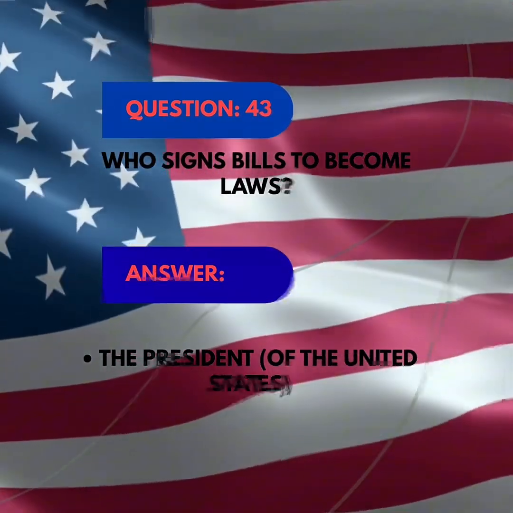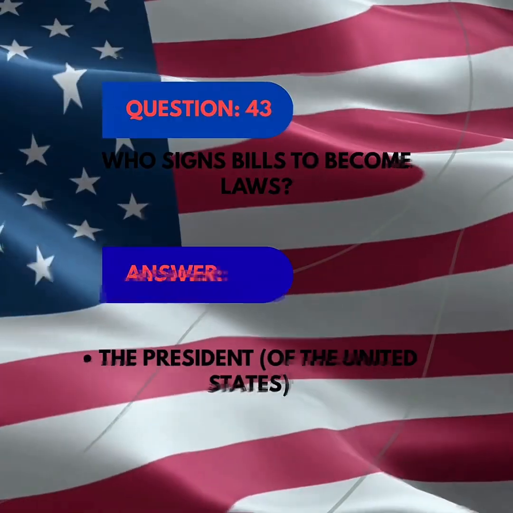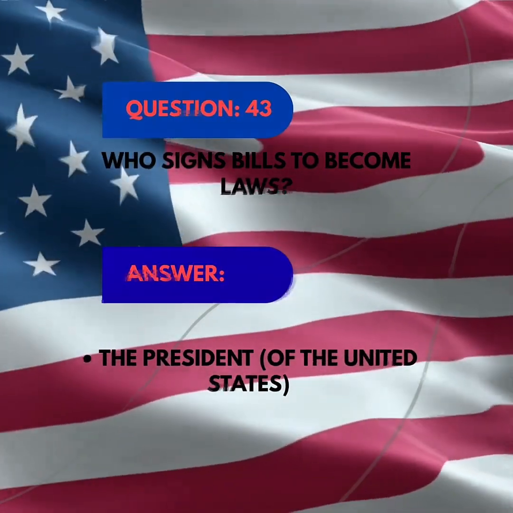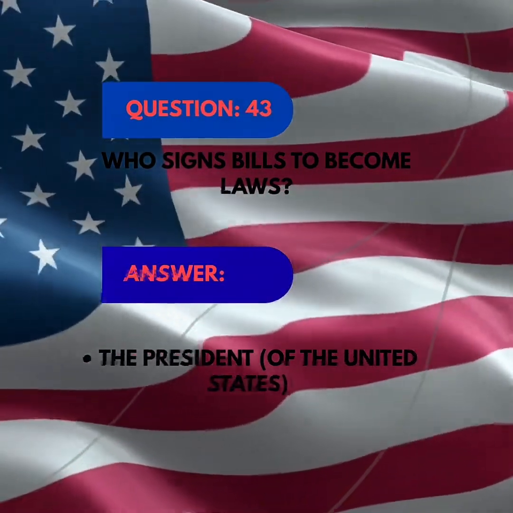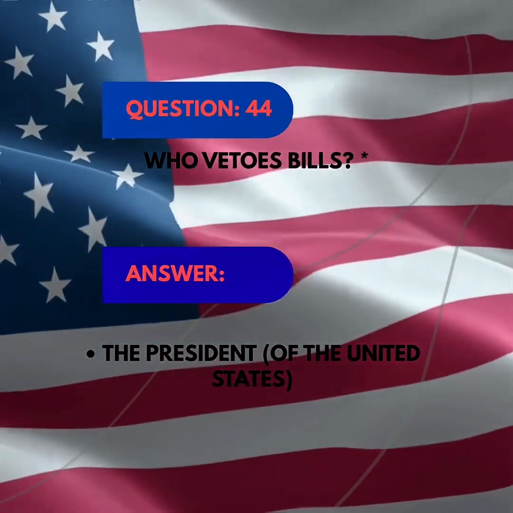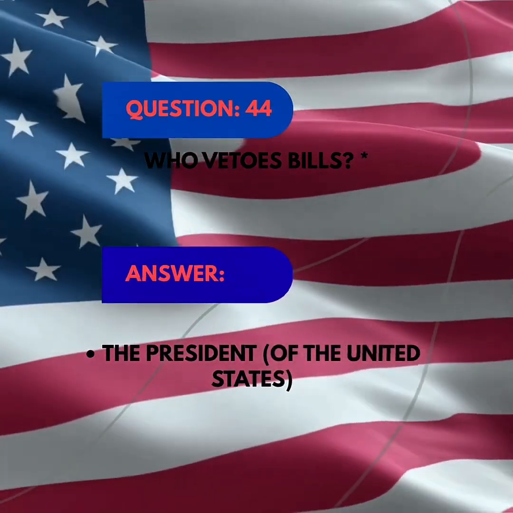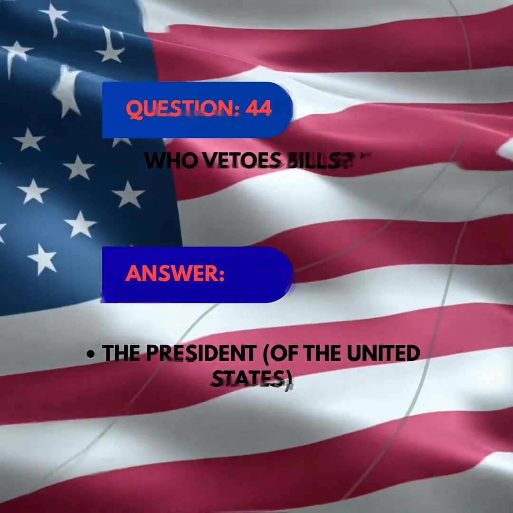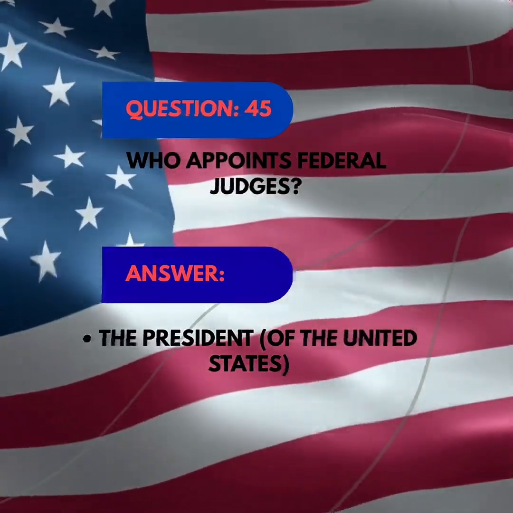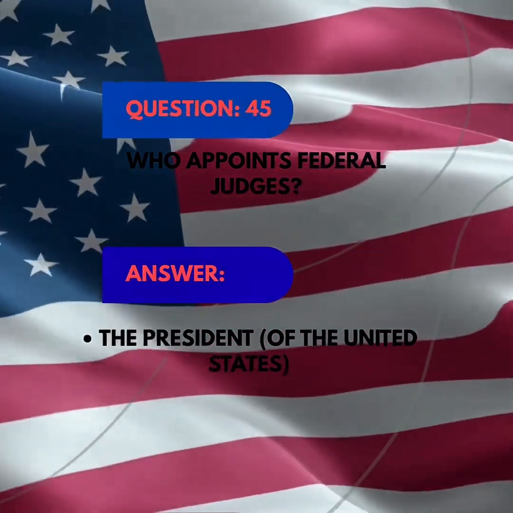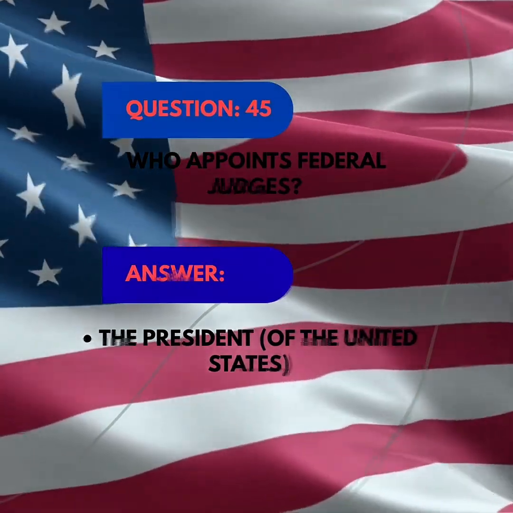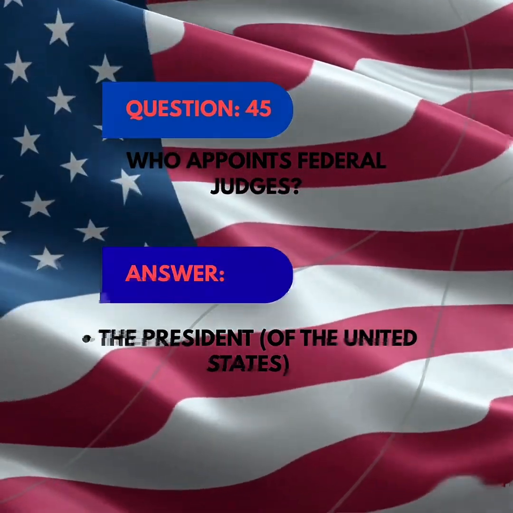Question 43. Who signs bills to become laws? Answer. The President of the United States. Question 44. Who vetoes bills? Answer. The President of the United States. Question 45. Who appoints federal judges? Answer. The President of the United States.